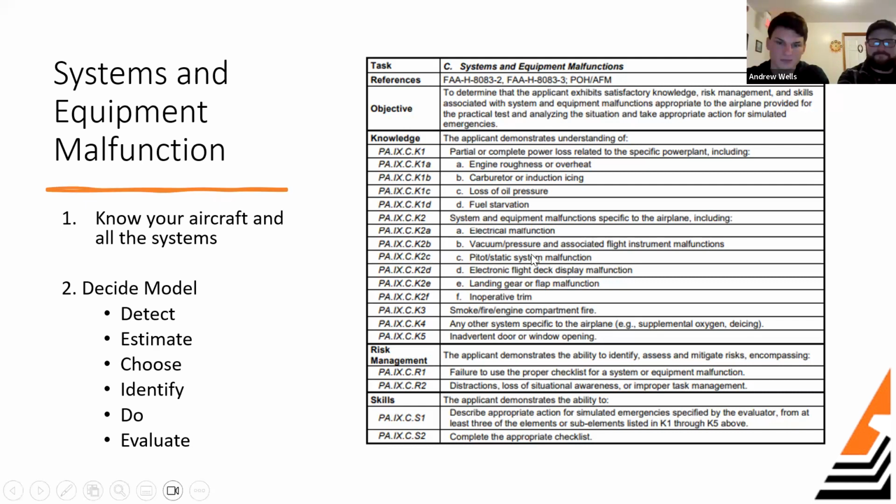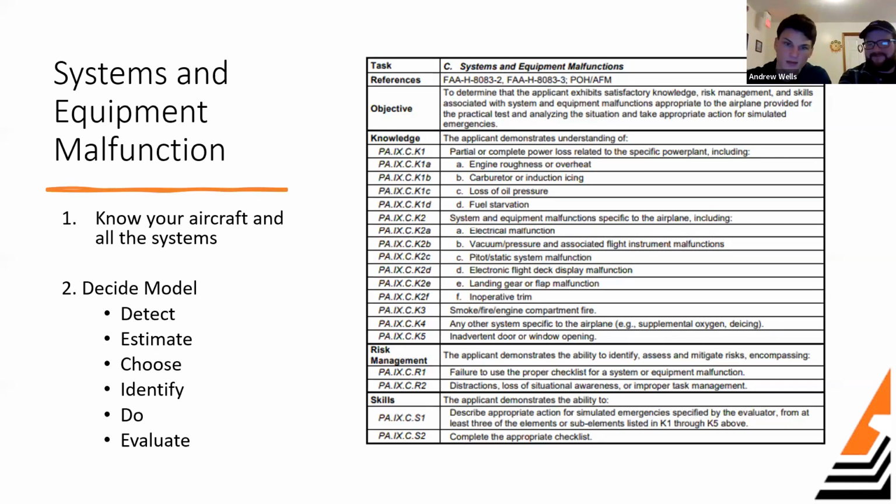I've got a nice little list of potential situations and scenarios: fuel starvation, loss of oil pressure, non-operative trim. You could have multiple different things, and we want to know what we're going to do. We have to figure out there is a problem first, then we have to estimate some outcomes. We have to choose which one we're going to go with, identify that this is the one we're doing, and do it, and then talk about it later.